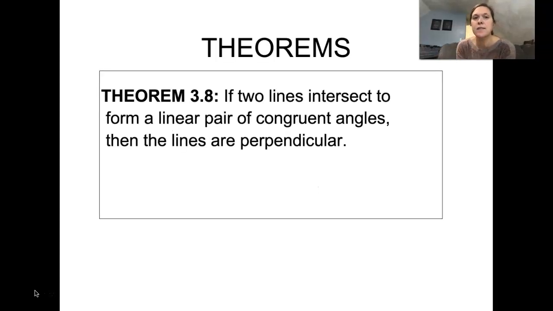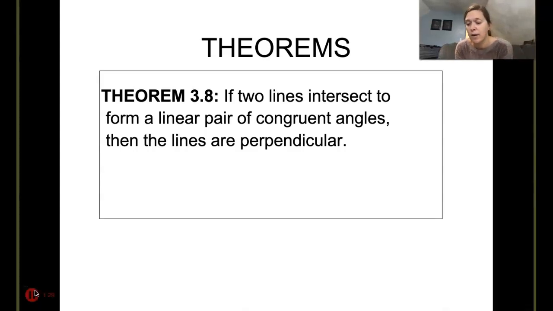So our first theorem is theorem 3.8. Theorem 3.8 tells us that if two lines intersect to form a linear pair of congruent angles, then the lines are perpendicular. And again, please pause me at any point in time to get caught up with writing these down in your notes. But let's go ahead and make sense of this.